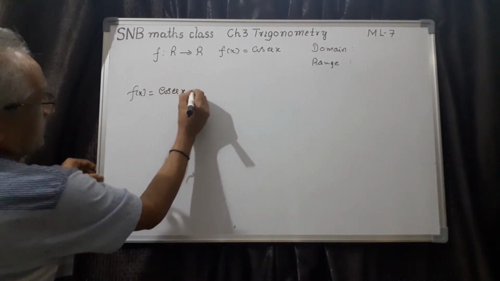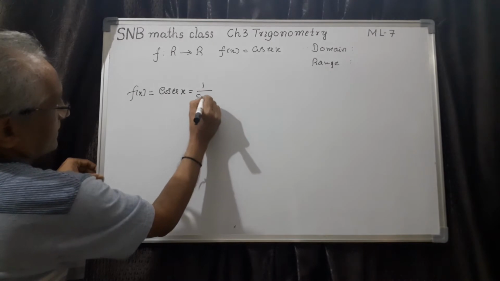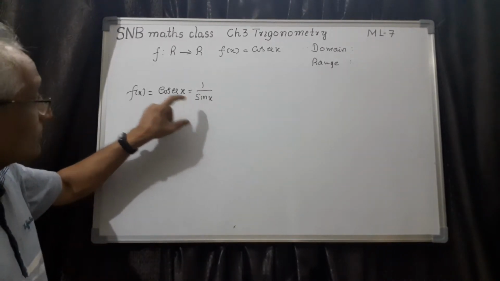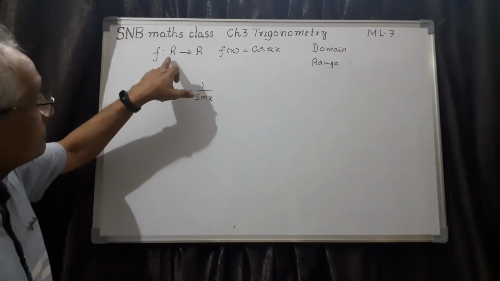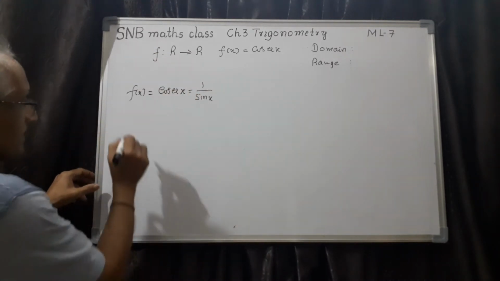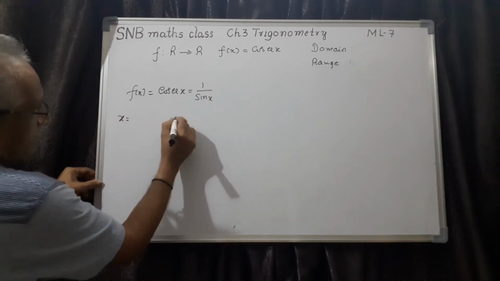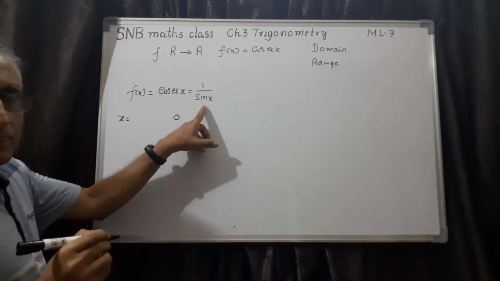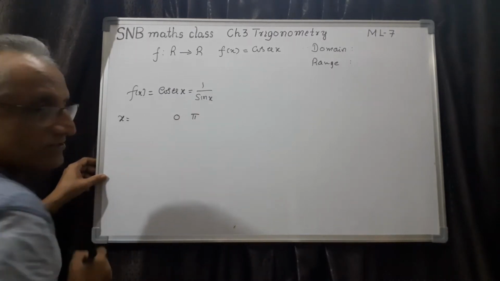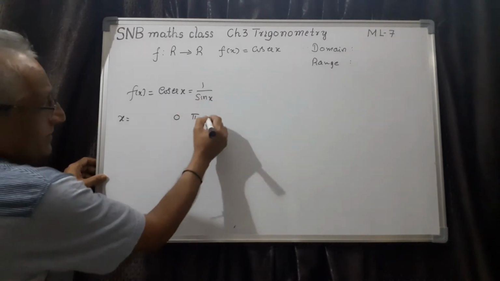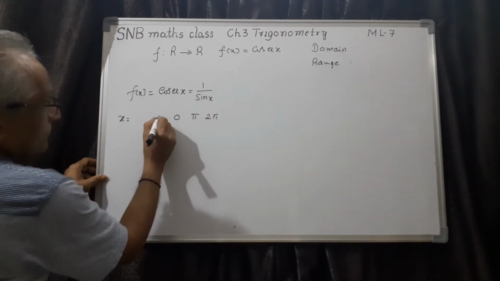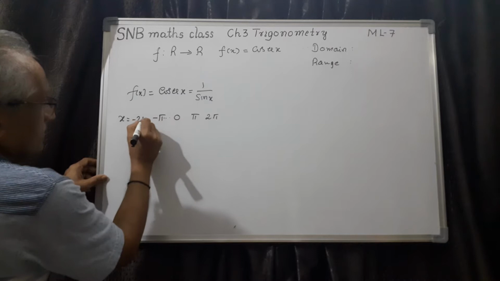but cosecant x is the same as 1 by sin x. So when sin x becomes 0, cosecant x is not defined. Therefore from the domain I have to remove all those points. You know that whenever x equals, for example, 0, sin x is 0. You have seen in the graph also, when it is pi it is not defined because sin pi is 0. Then 2 pi, that means integral multiples of pi, it is not defined.